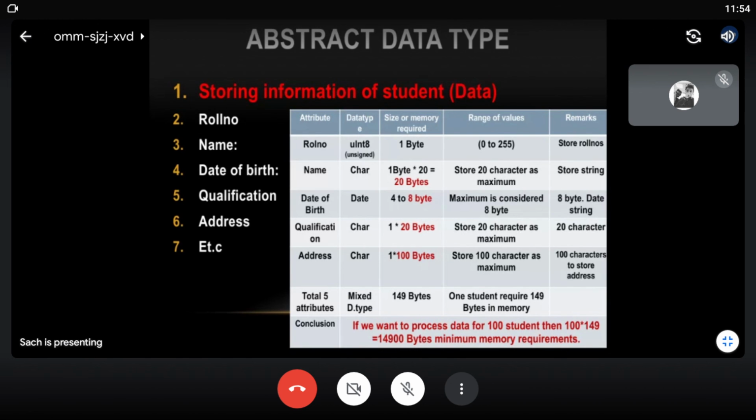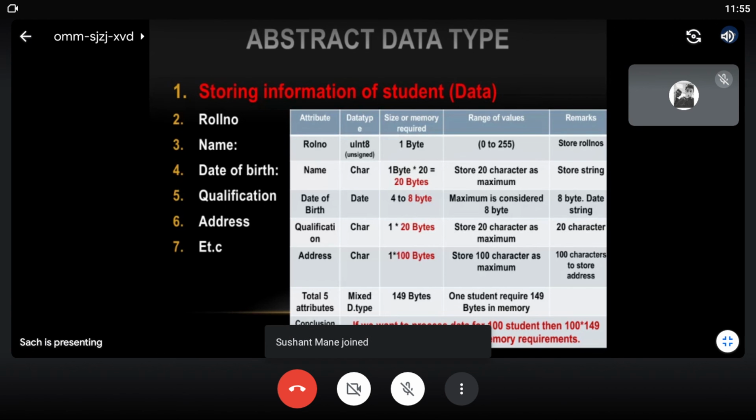Moving to address, we write address in a mixed format. Either some survey number is there, flat number is there, house number is there, and some location. So it is mixed data, and therefore we term it string. We assign approximately 100 characters, that is 100 bytes. That will be sufficient for storing the address. Therefore, we assign 1 into 100 bytes for storing the address.